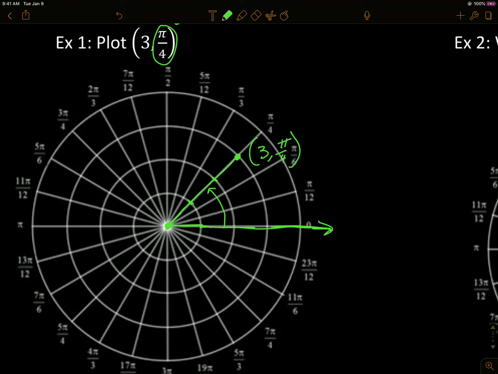We rotated pi over 4 from the polar axis. Then we moved along that ray 3 units away from the pole. And that would be our point there. That would be the coordinates in polar, right? So maybe just to show you, I kind of wrote in how we got there, but I don't need all that. I could just say that's the point, and the way I get there is by how much I rotated, right? And then how far I am from the pole or the center.